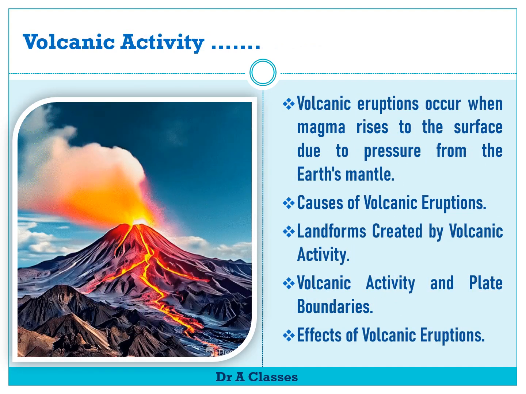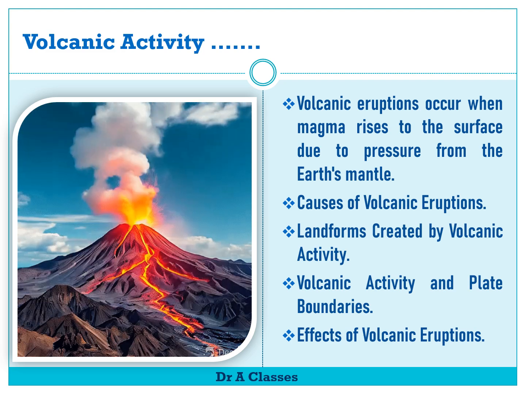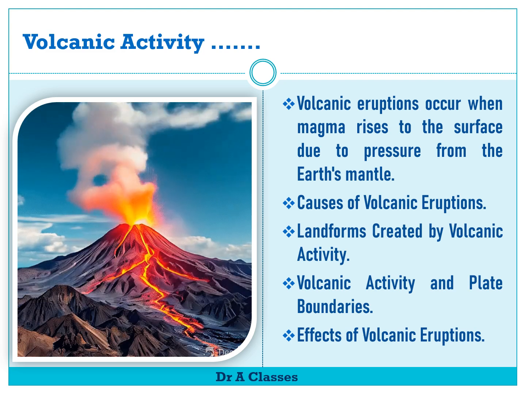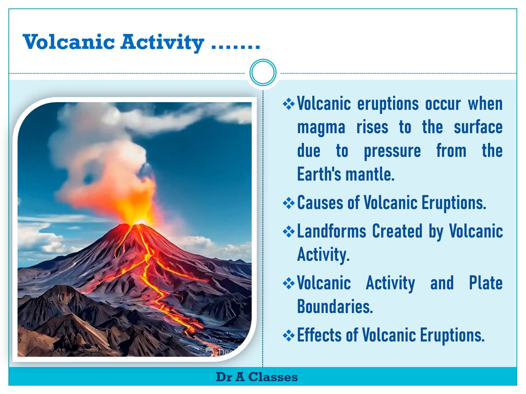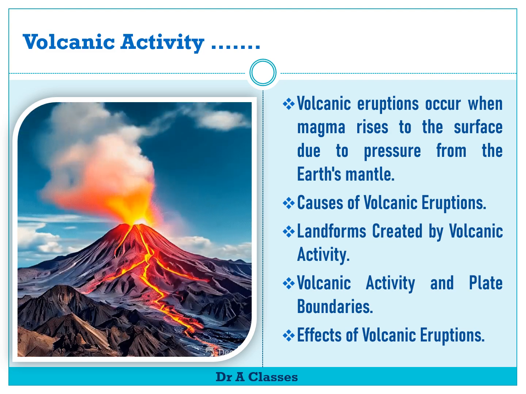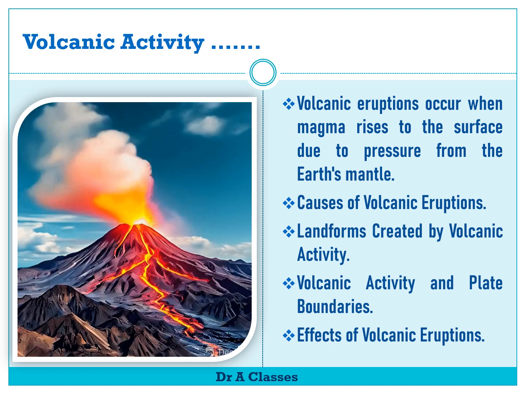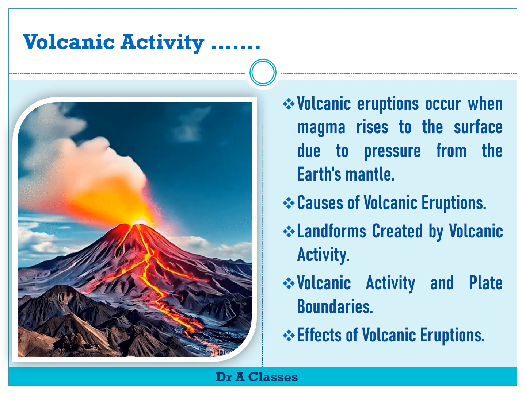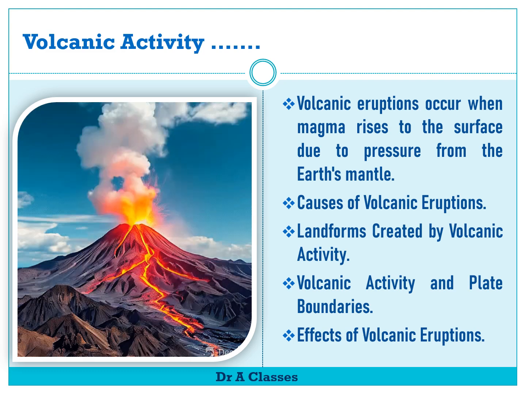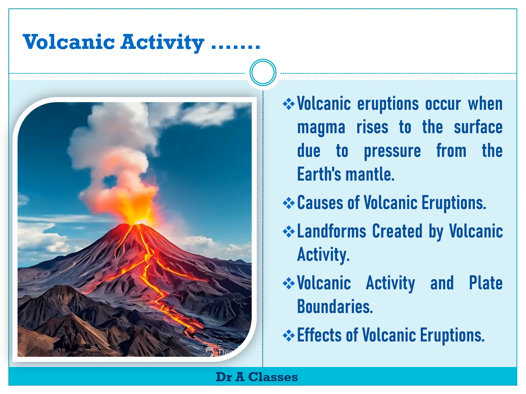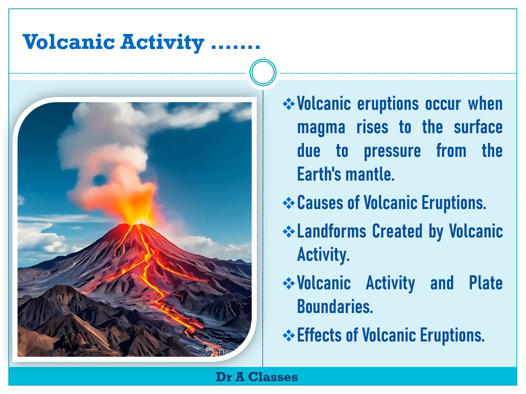Volcanic activity. Volcanic eruptions are one of the most powerful natural processes on Earth. They occur when magma, which forms beneath the Earth's surface, rises due to pressure from the Earth's mantle and is expelled as lava, ash, and gases. This process significantly alters the landscape and atmosphere, shaping new landforms while also affecting climate and ecosystems.